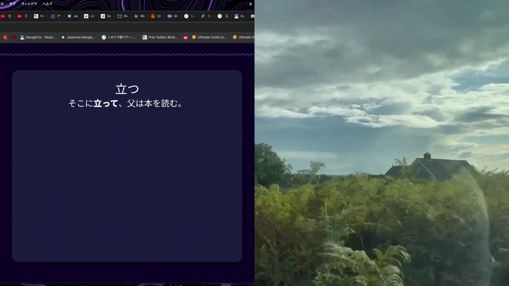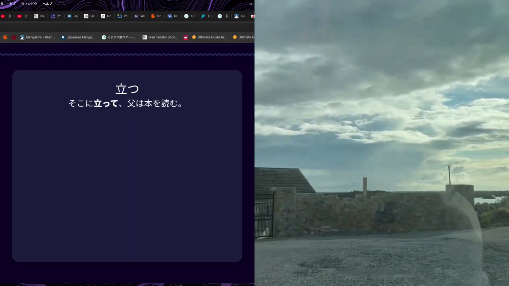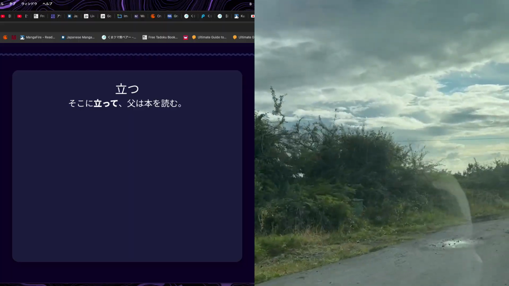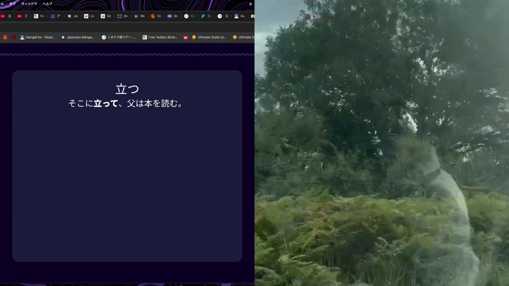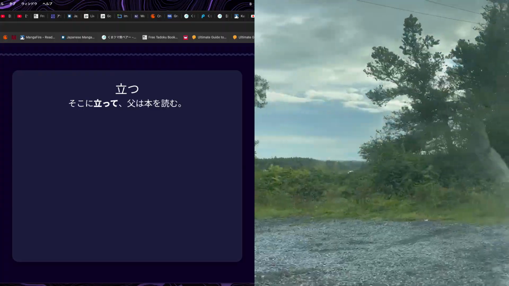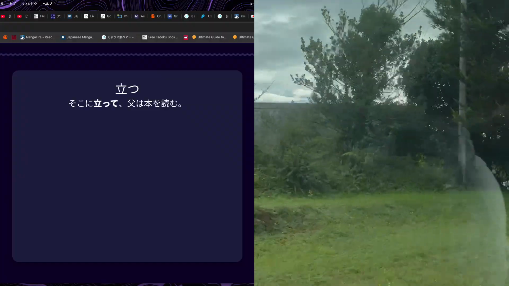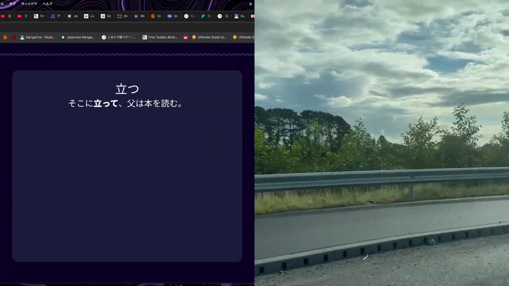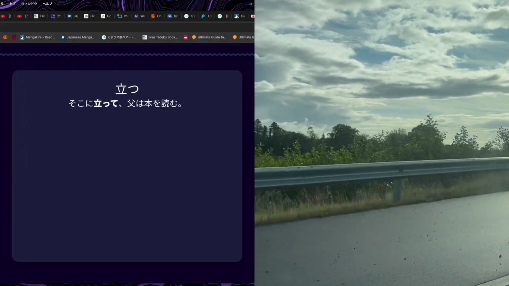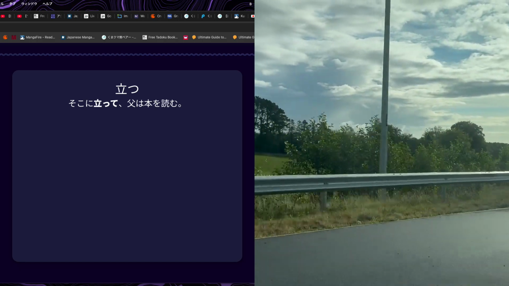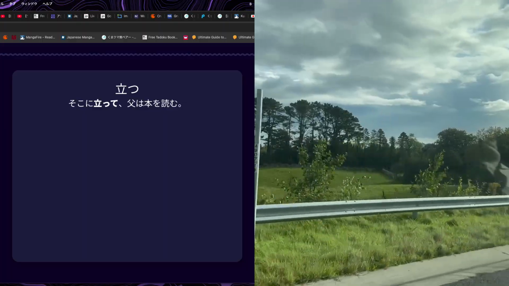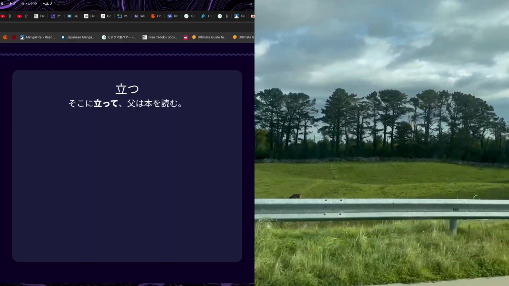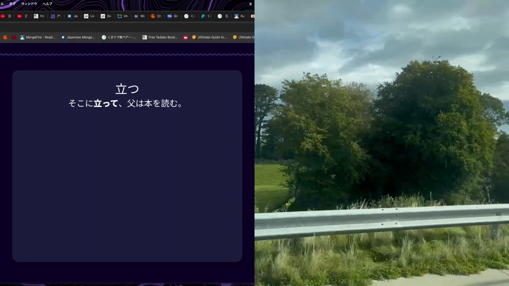I base passing a card on 3 methods. 1, I have to read the sentence and know what the context is. 2, I have to read the word and know it. And 3, I need to know what the sentence means. So, for example, when I see a card, if I know the focus word, I'll pass the card straight away. Like, that's the simplest method. I know what the kanji is, no need.